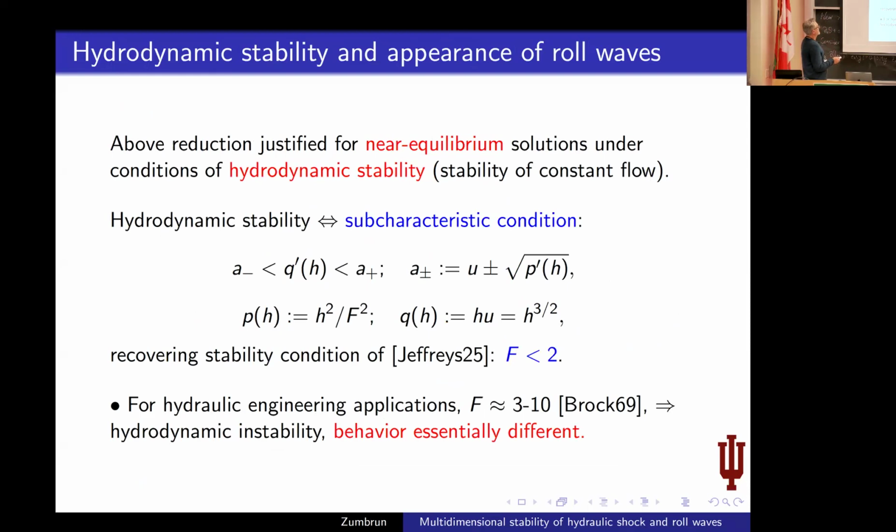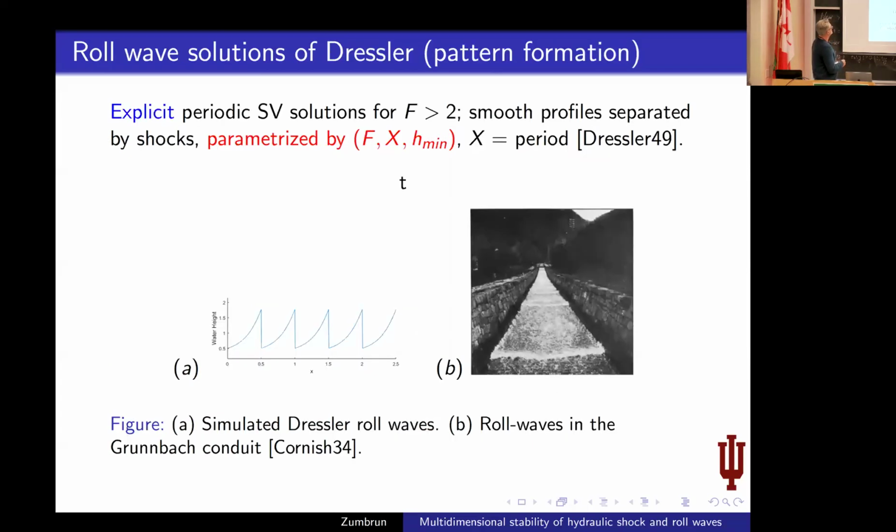Again, we're reviewing hydrodynamic stability of the laminar flow. That's F less than 2. And we're in the 3 to 10 regime, so we're not there. We have these Dressler waves.